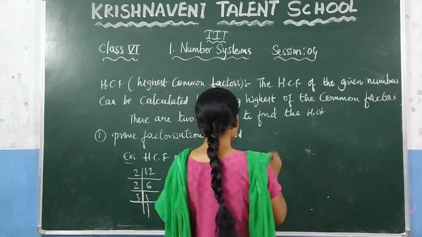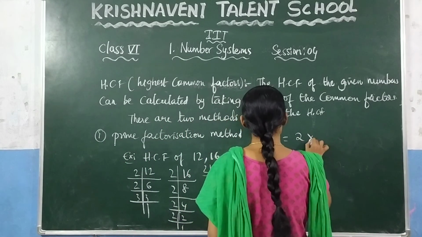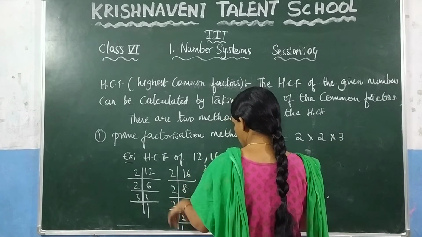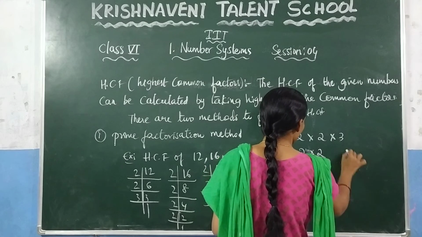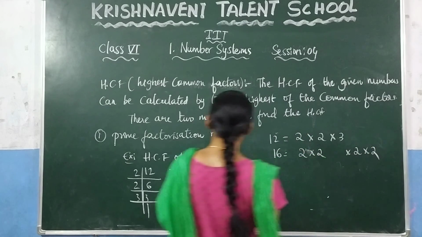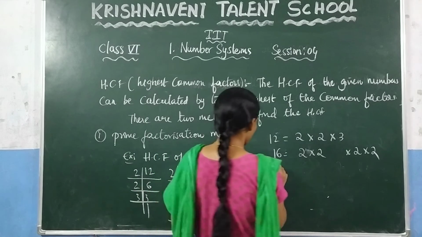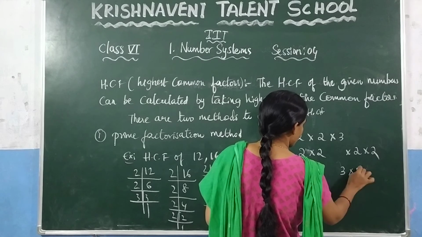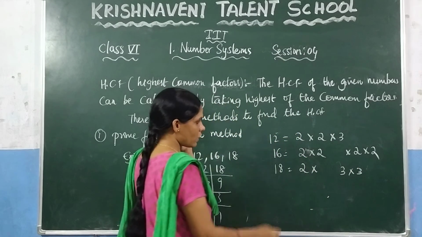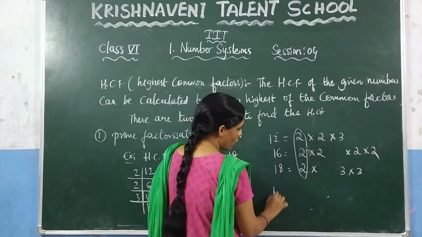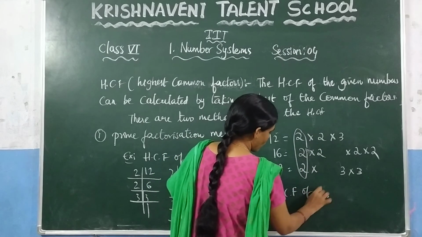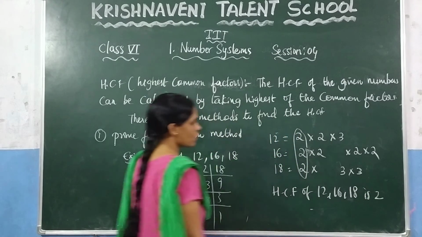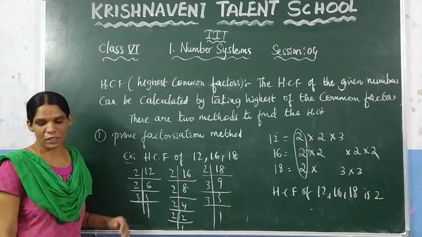Now write it here. How do you write 12? You can write it as 2 into 2 into 3, and similarly 16. How many 2s are there? 4 twos: 2 into 2 into 2 into 2, and after that 18 is 2 into 3 into 3. So here you can observe that only one term is common. So what is the HCF here? The HCF of 12, 16 and 18 is 2. Like this you can find the HCF by using the prime factorization method.